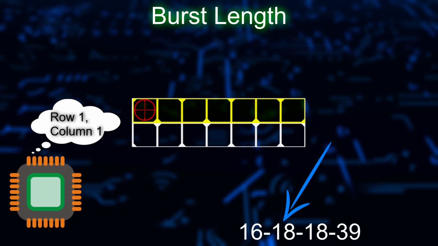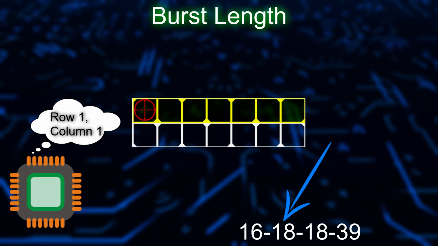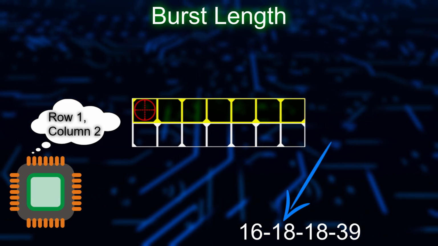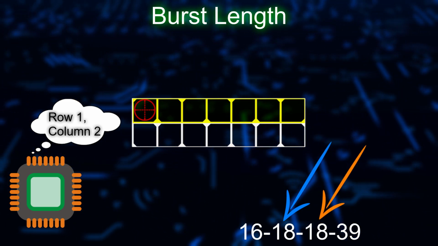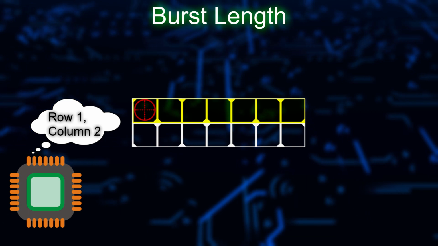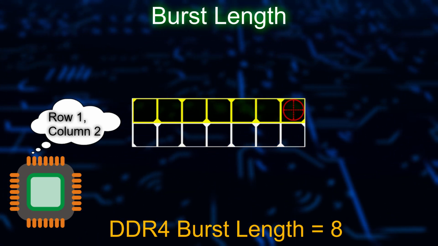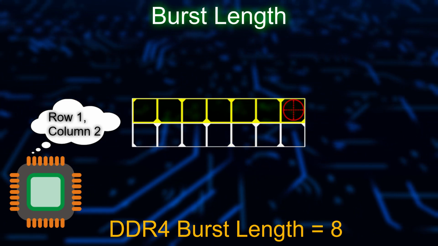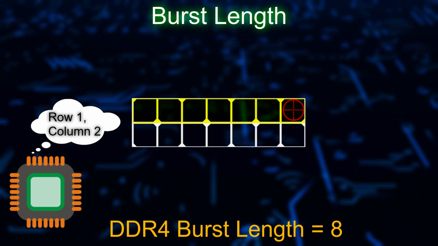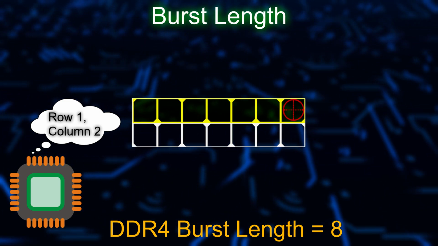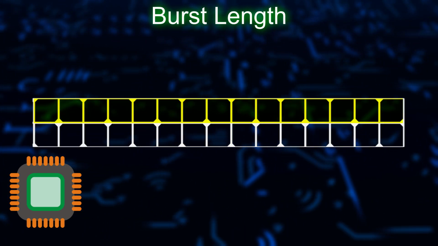However, let's say that now your CPU is asking for access to row 1, column 2. Well, instead of closing the row, the time it takes to do this is the tRP, it will keep that row open and access row 1, column 2. It can do this 6 more times for a grand total of 8. The number of bits it can allow access to before closing the corresponding row is the burst length. As I said, DDR4 has a burst length of 8, while DDR5 has a burst length of 16.